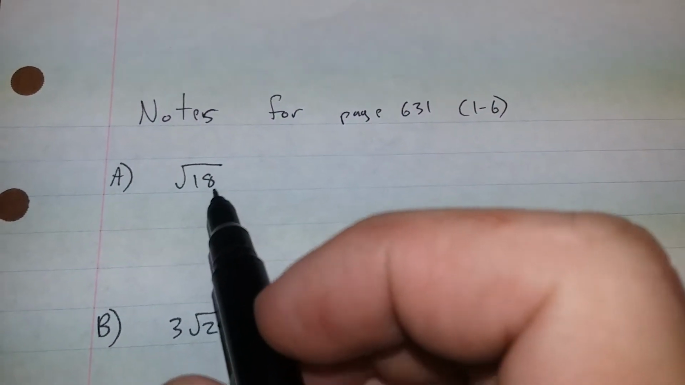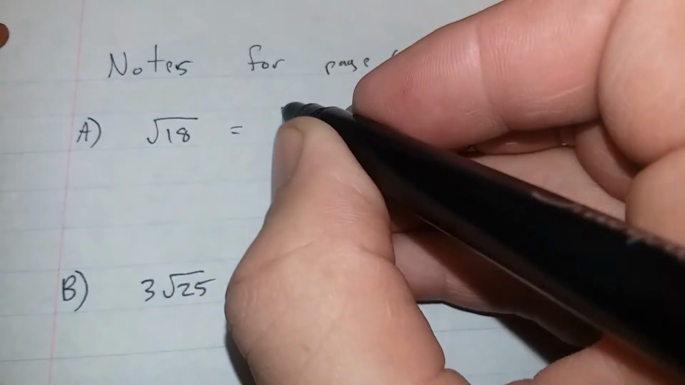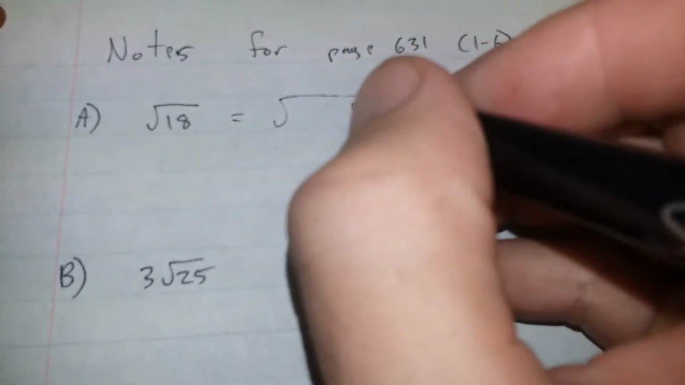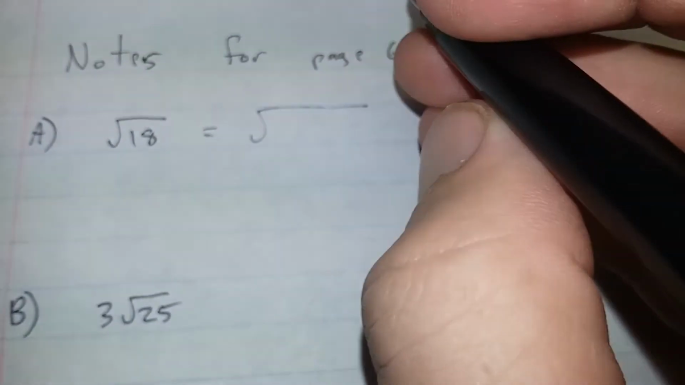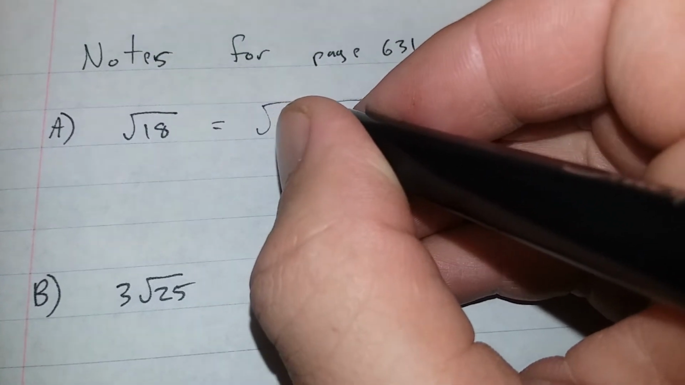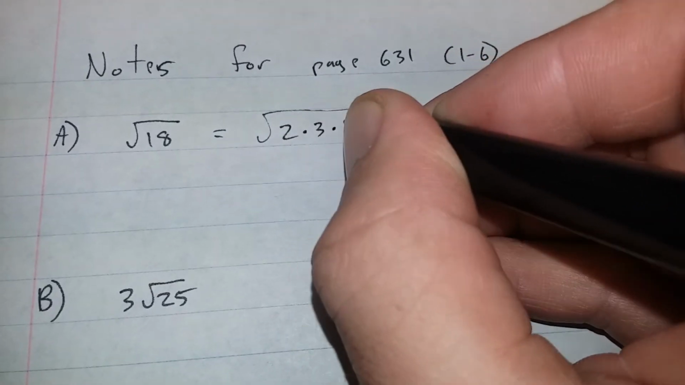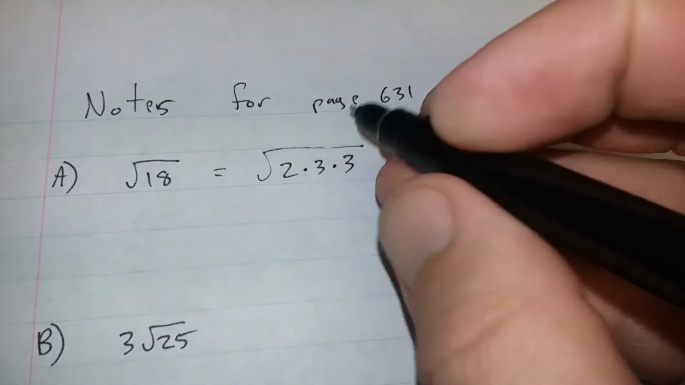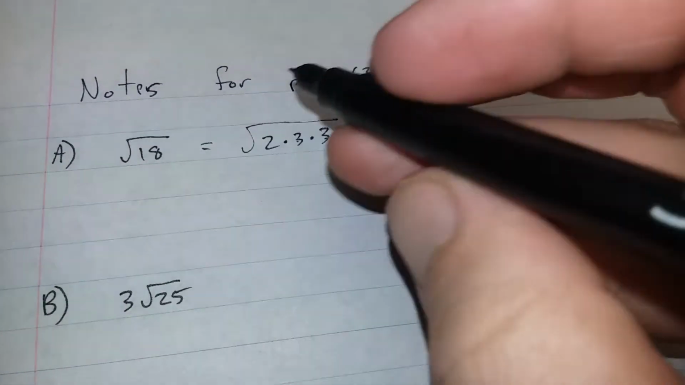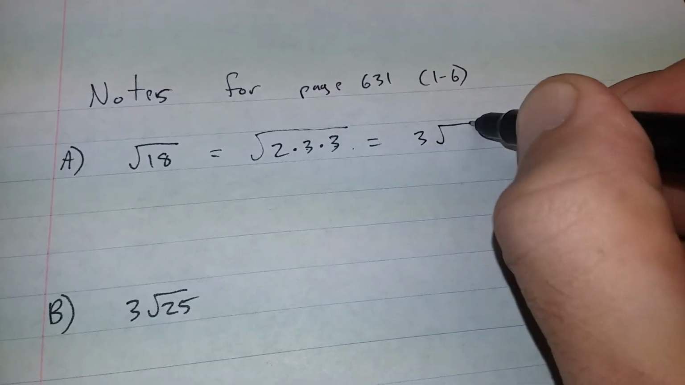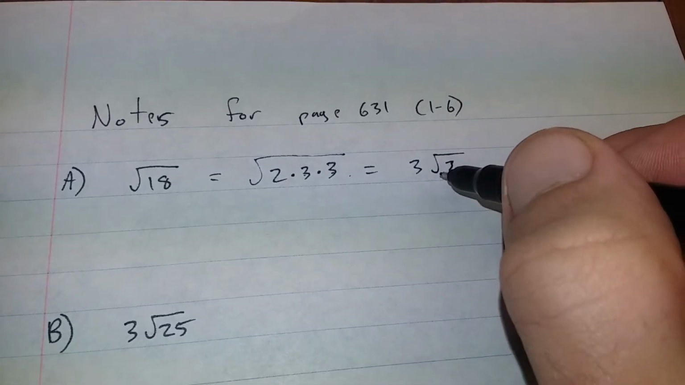Okay, square root of 18. That is equal to the square root. So I'm going to list all the factors, or the prime factorization of 18. The prime factorization of 18 is 2 times 3 times 3. 2 times 3 is 6. 6 times 3 is 18. Notice that I have a pair of 3's. I pull out the 3 as 1, 3 root 2, okay?